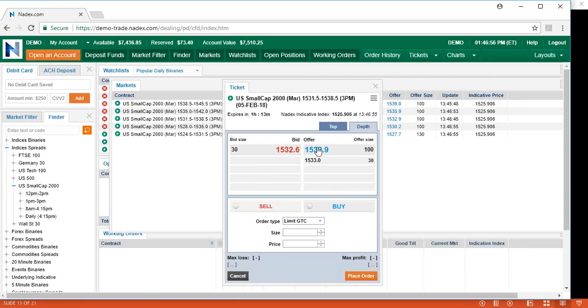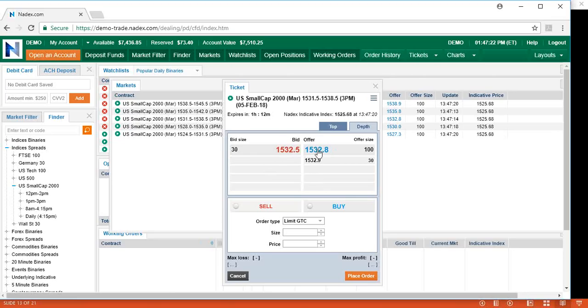But with Nadex, if I bought into this spread right here, my P&L, my profit and loss, is going to be determined by where I bought. I bought it at 1532.9. Well, where can I sell?